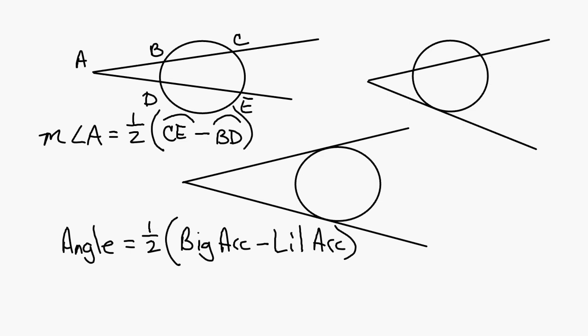The angle is equal to 1/2 times red minus blue. The angle formed outside the circle is equal to 1/2 big arc minus little arc. The angle formed outside the circle, again, it's outside the circle, so it's 1/2 times big arc, there's your big arc, minus your little arc.